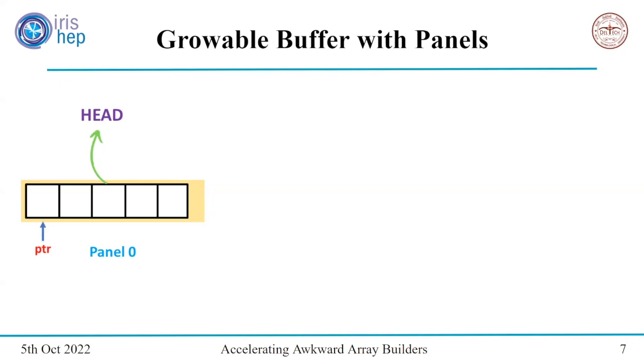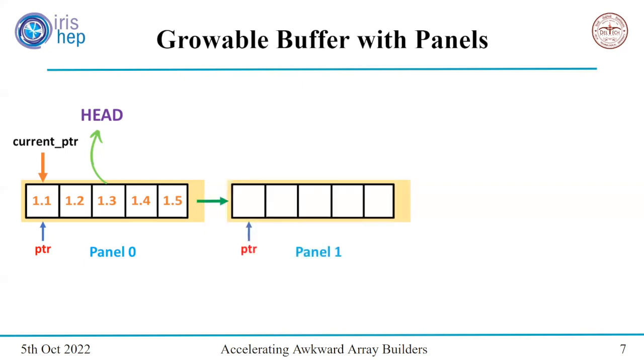PTR is a unique pointer to the panel data. The current PTR is a pointer to the address of the first byte of the current panel. The data is appended one by one into the buffer till the length is less than reserved value, which was similar to the previous approach. But once this panel gets completely filled, instead of reallocating and copying, a new panel of the same size as the previous panel is allocated. The previous panel points to this new panel with the help of a next pointer.